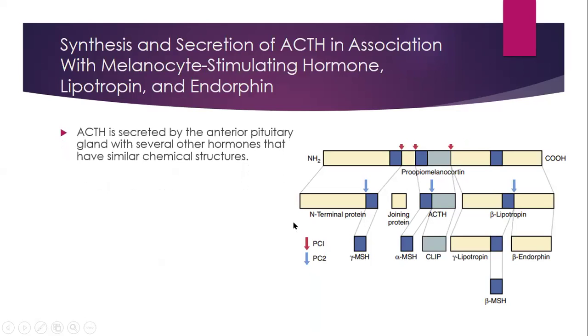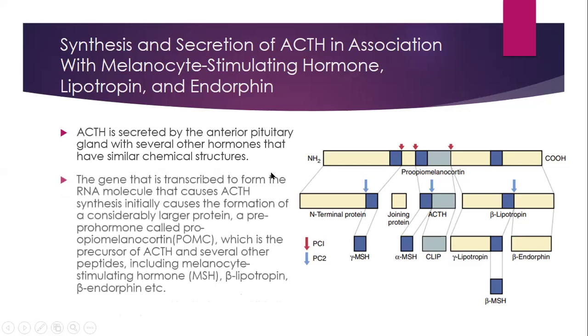So we go to something interesting and rather controversial. Whenever we are producing ACTH at the anterior pituitary gland, we usually produce it together with other small hormones like melanocyte-stimulating hormone, lipotropin, and endorphin. So ACTH is usually secreted by the anterior pituitary gland with several other hormones that have a similar chemical structure.